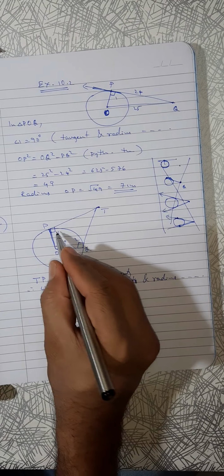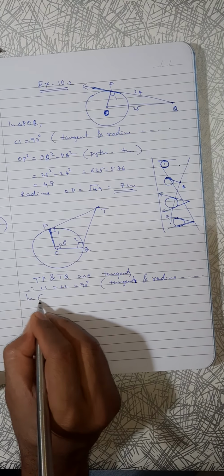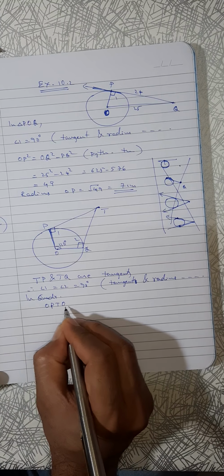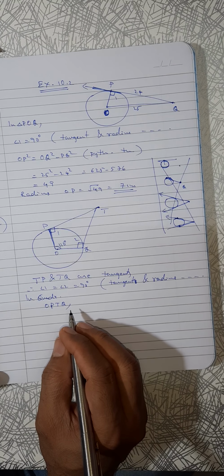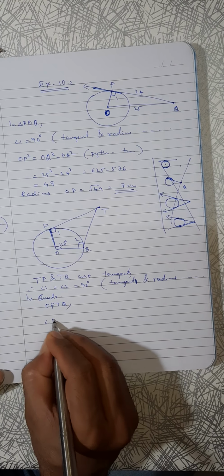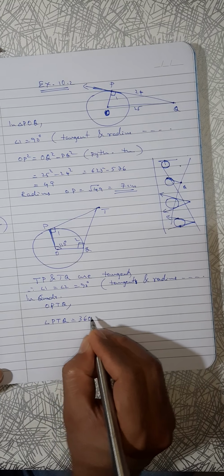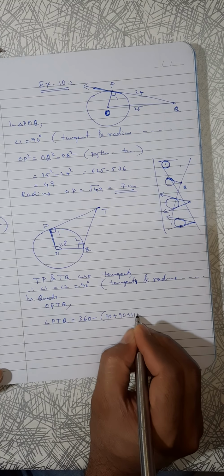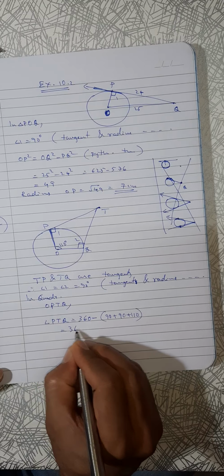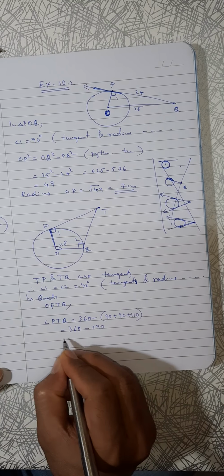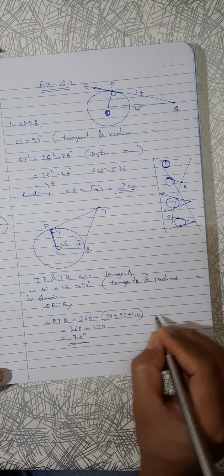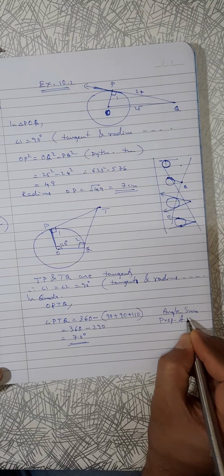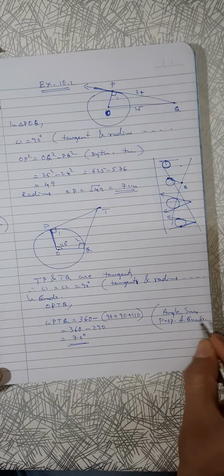Since they are perpendicular 90, so in quadrilateral OPTQ, angle PTQ equal to 360 minus all these, 90 plus 90 plus 110, 360 minus 290, 70 degree. Reason is angle sum property of quadrilateral. We say quadrilateral compulsory.